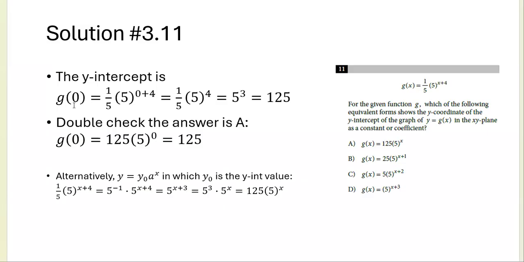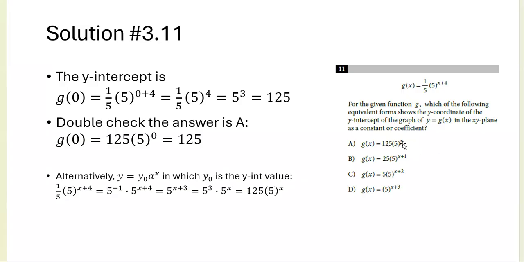So g of 0, we're plugging x equals 0 there. If we do the math, we get 125. So that's the y-intercept. And which one has the y-intercept as a constant or coefficient? It's choice A.